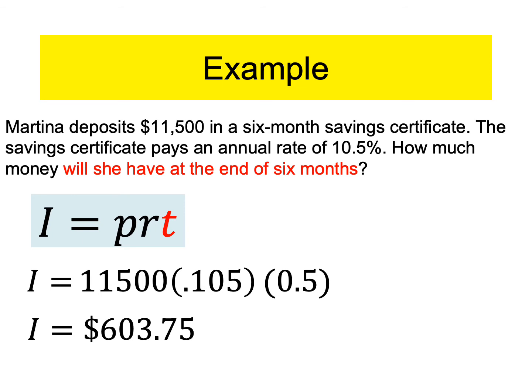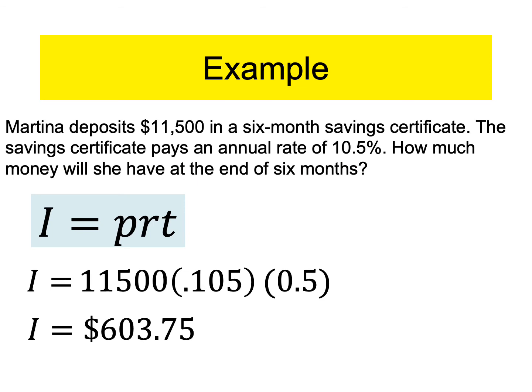So it looks like the interest that she will make after 6 months is $603.75. Now, does that answer the question? Let's see, what does the question say? How much money will she have at the end of 6 months? Well, she's got $603 in interest, but she still has the $11,500 from the original investment.